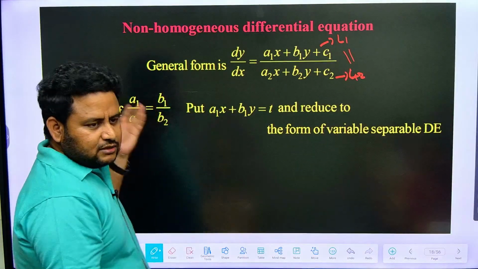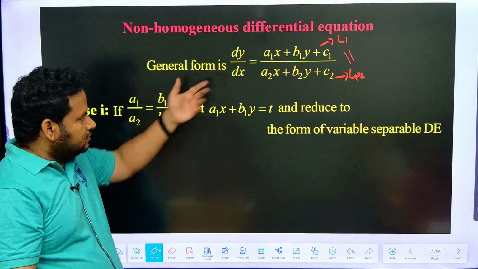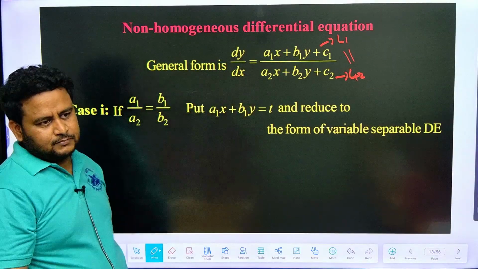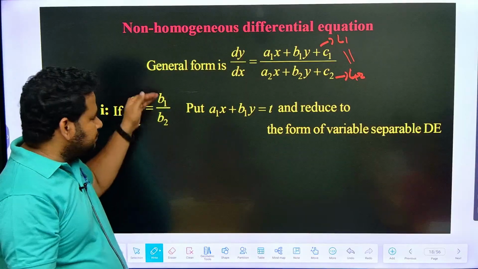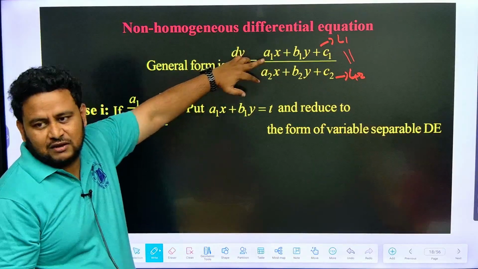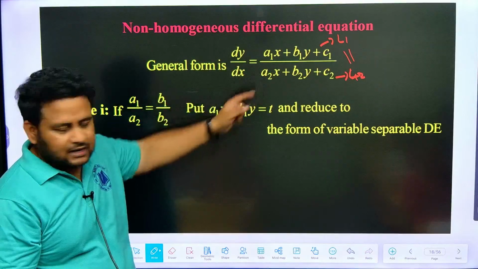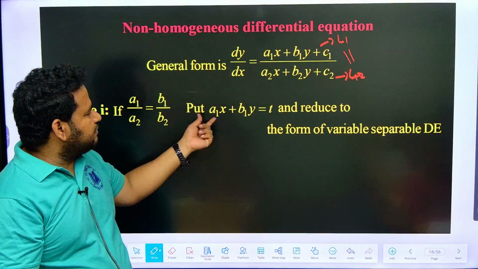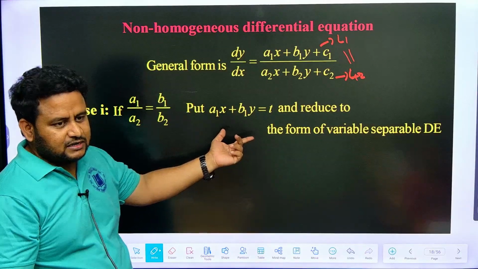Your knowledge of linear equations you must know. a1 by a2 is equal to b1 by b2 means both the lines are parallel. That means the coefficients of x and y are proportional, not equal. Proportional means both the lines are parallel. In that case, how to solve? Put a1x plus b1y is equal to t and reduce the form to a variable separable differential equation.